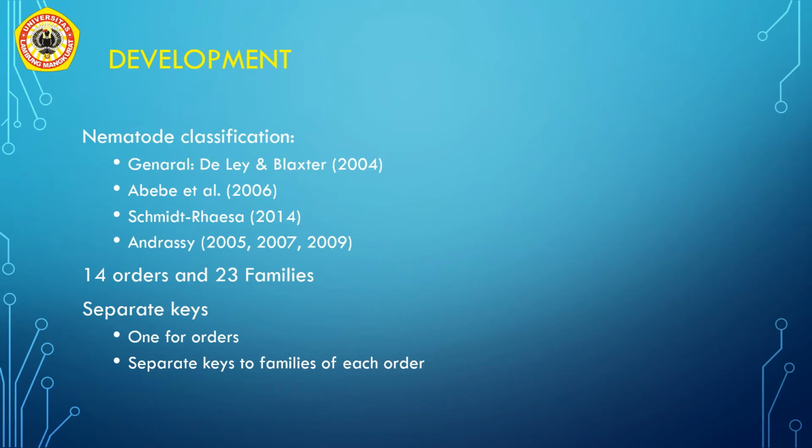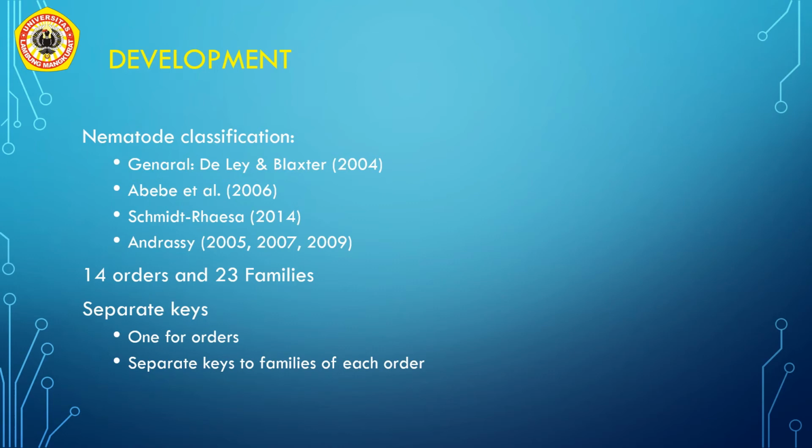In developing the key, I followed the general classification of nematodes by De Ley and Blaxter, and then for the more detailed classification, I followed classification or scheme by other authors. So now the key covers 14 orders and 23 families of soil and freshwater nematodes. Not all orders and families of nematodes are covered because this key is only for identifying soil and freshwater nematodes.